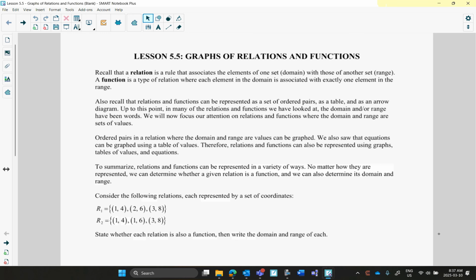So, just to remind you, we've been talking about relations this whole unit. It's some rule that associates one set of information, could be words, could be numbers, with another set of information, which could be words or could be numbers. All the elements in the first set are called the domain of the relation, and all the elements of the second set are called the range of the relation. And then we talked about a specific type of relation called a function, where no domain value repeats.